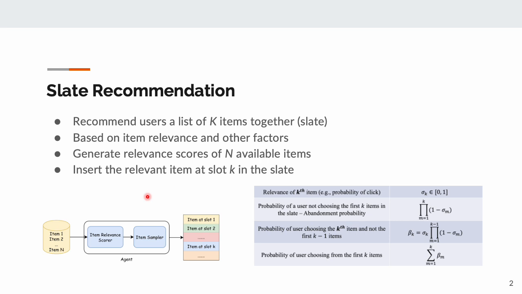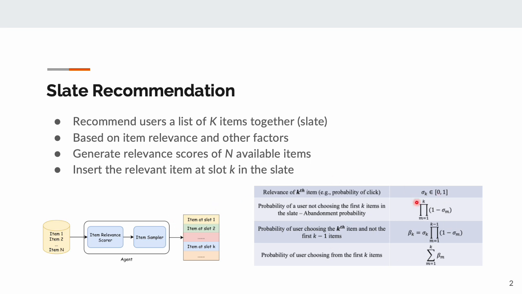Our paper is related to slate recommendations, where users are recommended a list of K items together, which is called a slate. The items are recommended based on item relevance and several other factors. The recommender system firstly generates item relevance scores for all available items and then inserts the relevant item at slot K after inserting K-1 items.